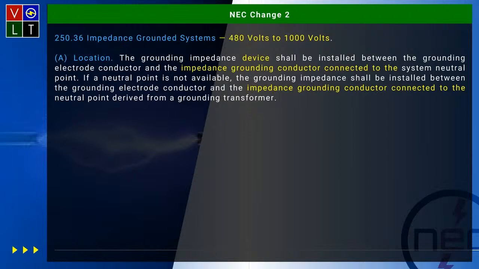Oh, okay. So all they're really doing here is clarifying where the installation is, and making sure that it's between that grounding electrode conductor and that impedance grounding conductor that's connected to the system neutral point, or to the neutral point derived from a grounding transformer.